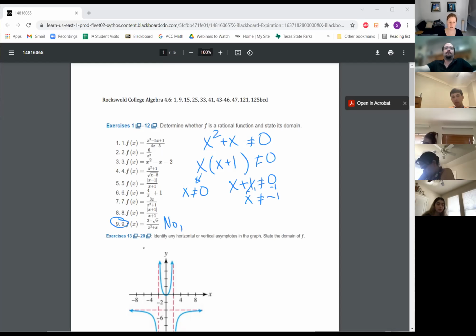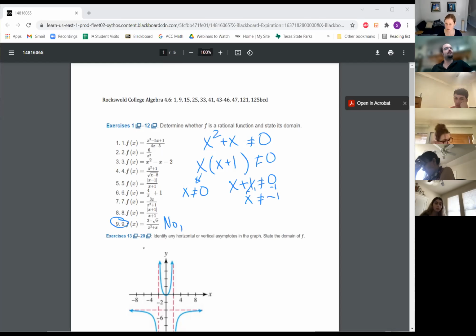Anybody see any? Wait, what was the question? Anywhere else in this problem besides the denominator where there's restrictions on the x? Is there any other thing that if I plug in, it's going to cause a problem besides these? The square root. Yeah, square root. What kind of restrictions do we have around square roots? What can we not plug in?